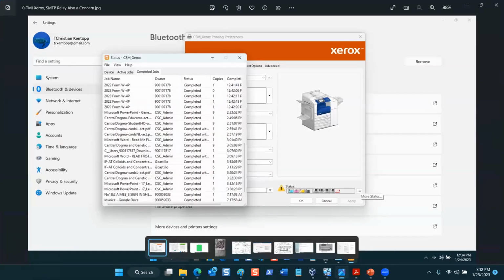Occasionally I get a chance to capture something that's interesting. This is the Xerox machine in the RT Park College of Science and Math department. And when you install the driver for the Xerox machine, what happens is that you get all sorts of extra features and functions. And if you just click around and go to the advanced menu and click the more status, a listing of completed jobs comes up from other users.